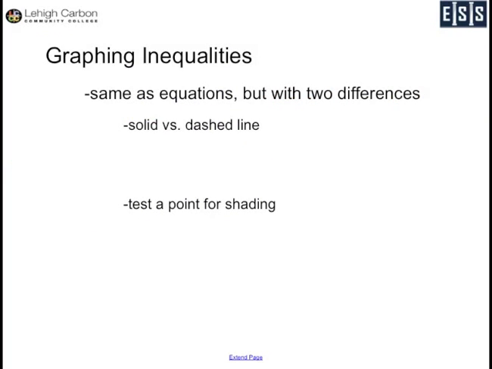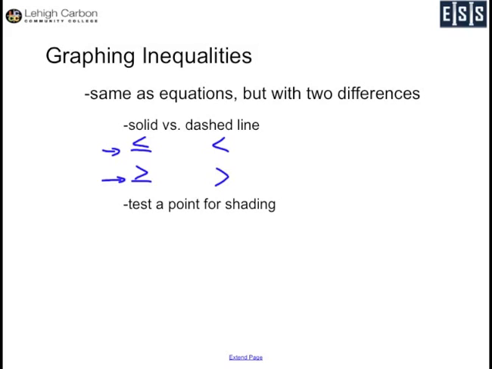So the last thing we need to cover is graphing inequalities. This is the same as graphing equations, but we have two differences. Sometimes we'll use a solid line, sometimes we use a dashed line. These inequalities do not have an equal sign, instead they have an inequality symbol. If it's less than or equal to, or greater than or equal to, we use a solid line. If we have less than or greater than, we use a dashed line. I remember this because solid lines have the extra line underneath. The dashed lines don't have that extra bit.